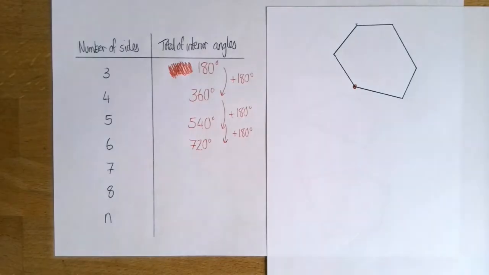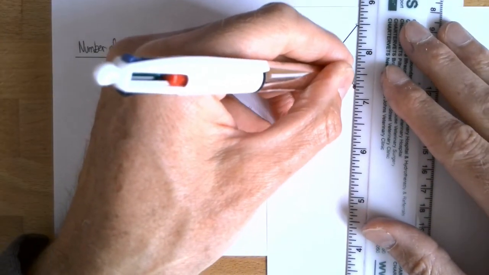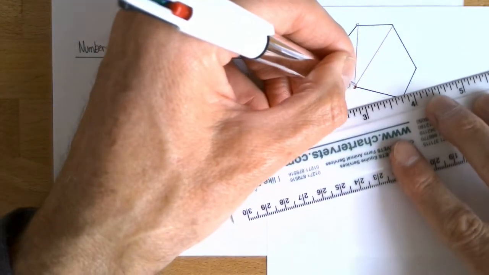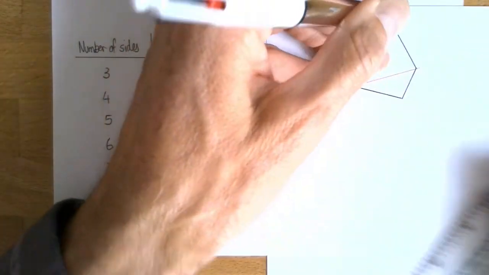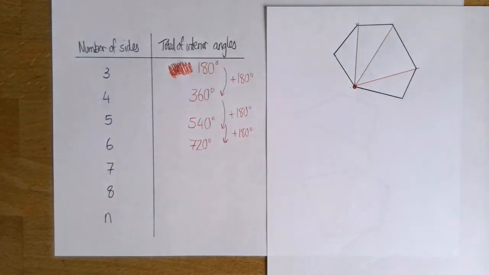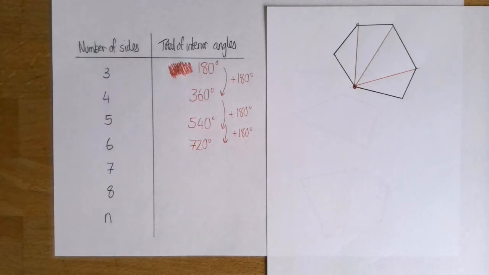Okay, so here's a hexagon, just a shape made up of 6 straight sides. Picked a corner, going to join that corner to any corners that it's not already joined to. How many triangles? 1, 2, 3, 4. Guess what 4 times 180 is? It's 720.